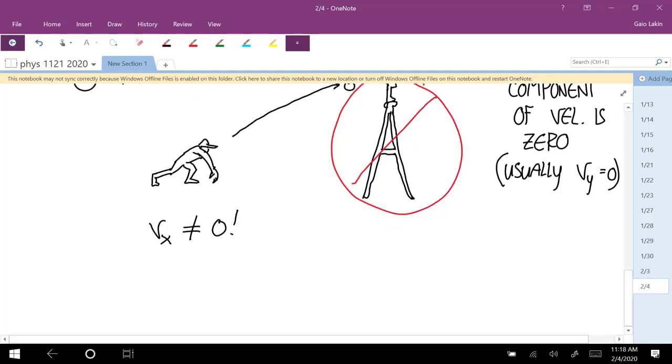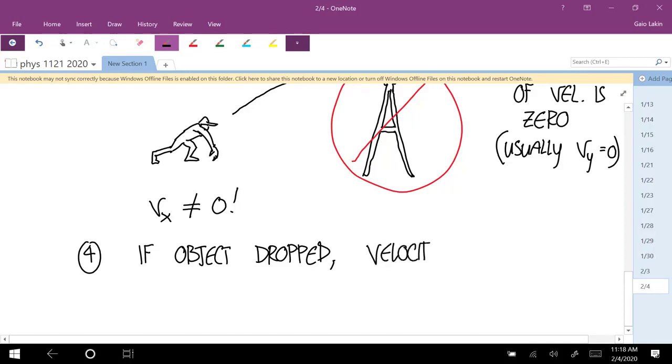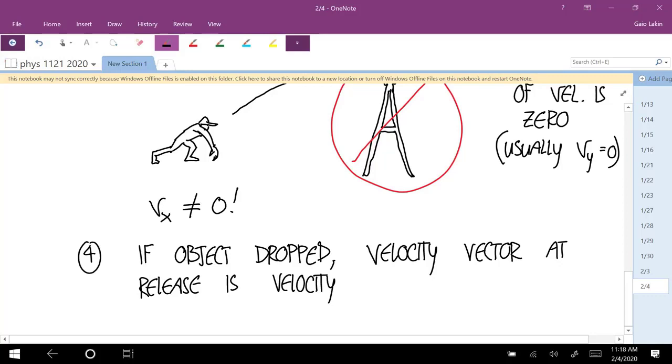And then the last thing to keep in mind for these is if an object is dropped, this works just the way it did in 1D. The velocity vector at the release is the velocity vector of whatever it's dropped from.